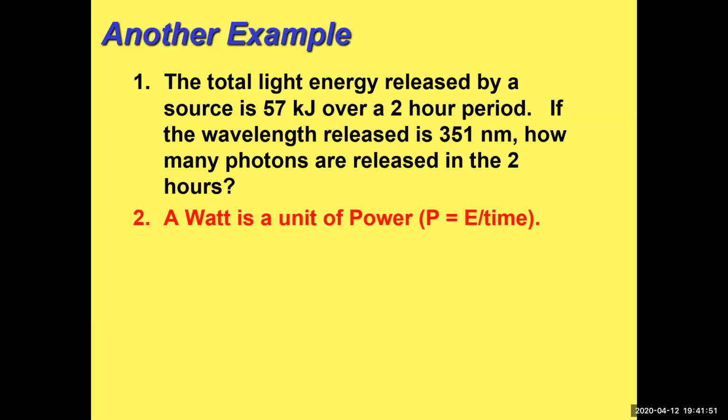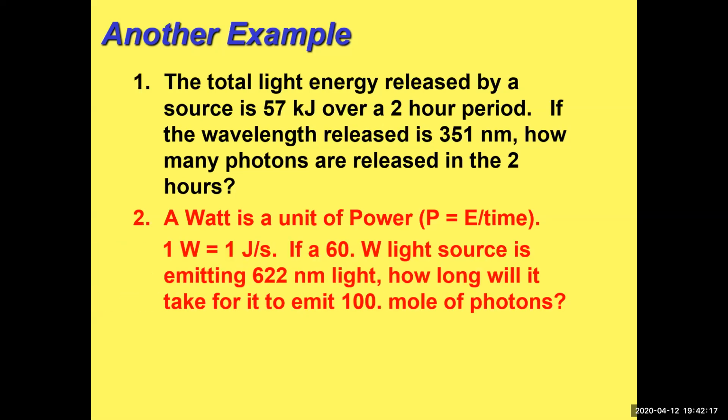So number 2 says a watt, and you've probably heard of watts before. If you have in your house an electrical appliance or a light bulb, it tells you the watts. So now it's telling us what a watt is. A watt is a unit of something called power. And power is the energy that is taken in or released by something over time. So for example, 1 watt is 1 joule per second. So something that is either consuming 1 watt or releasing 1 watt of power is releasing 1 joule every second or taking in 1 joule every second.